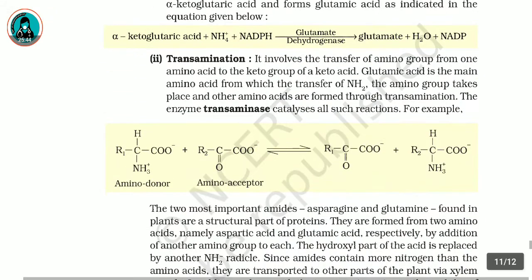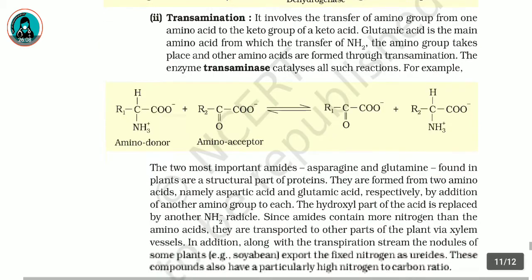Transamination: it involves the transfer of amino groups from one amino acid to the keto group of a keto acid. Glutamic acid is the main amino acid from which the transfer of the amino group takes place, and the other amino acids are formed through transamination. The enzyme transaminase catalyzes all such reactions, for example, amino donor, amino acceptor, and the other products given over there.